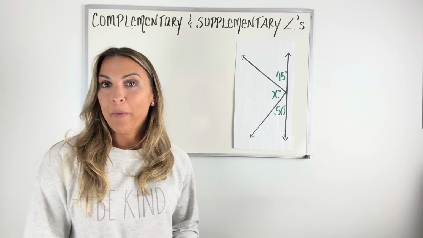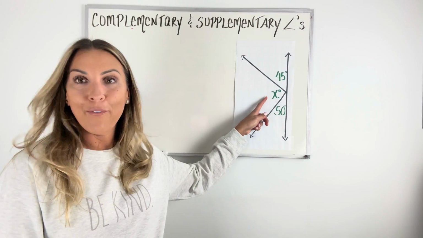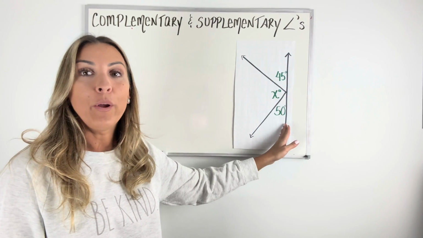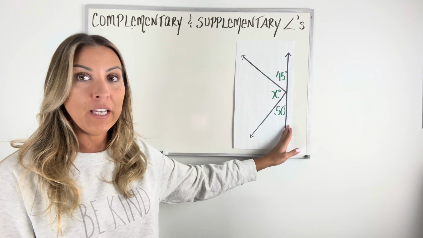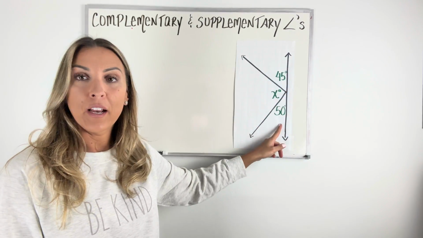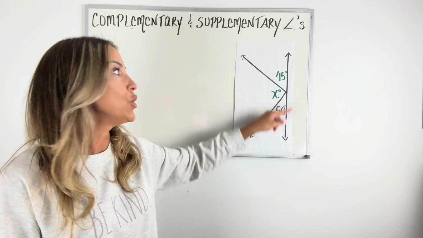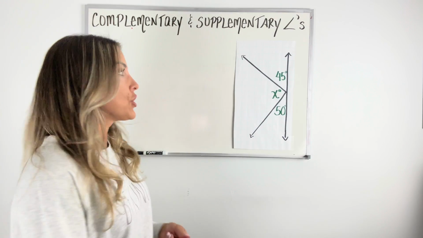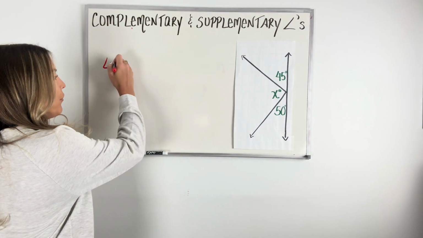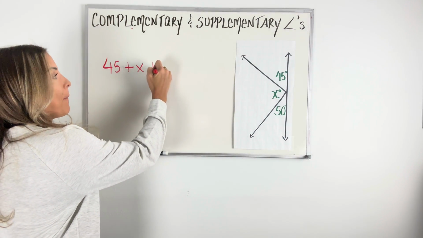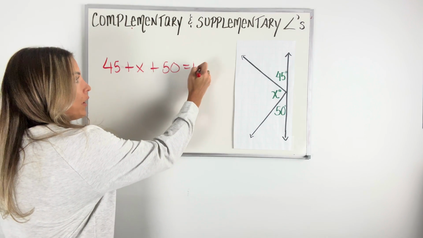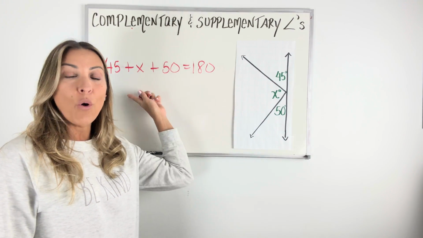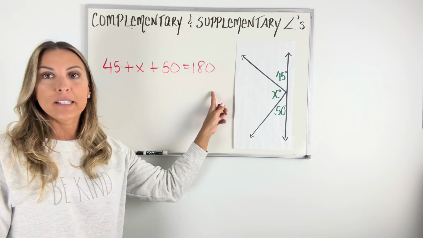All right, one more problem. How are we going to find the value of X in this diagram? So I do have a straight line. We do know that a straight line is 180 degrees, but this straight line, unlike the other one we dealt with, is split up into 1, 2, 3 different angles. So when I go to set up my equation, it's going to be 45 plus X plus 50 equals 180, right? So it takes all three of these to make that line. So all three of them need to be added up to give me that 180.